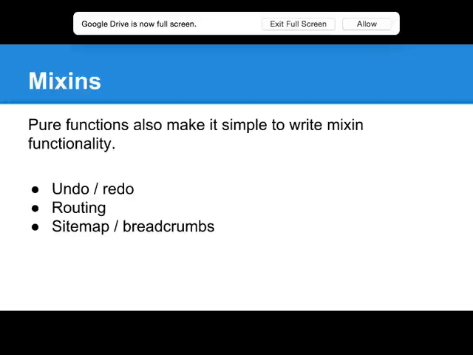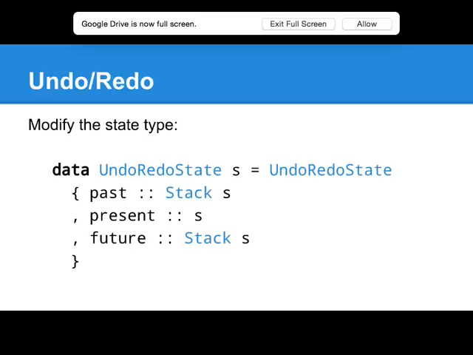Basically what happens there, I'll actually show this on a slide, is we replace the state type with a state type that captures future and past. You can have a mixin that does hash-based routing really easily, and things like breadcrumbs and sitemap functionality. So you can build these generically on top of any state type. So here's an example of undo redo.